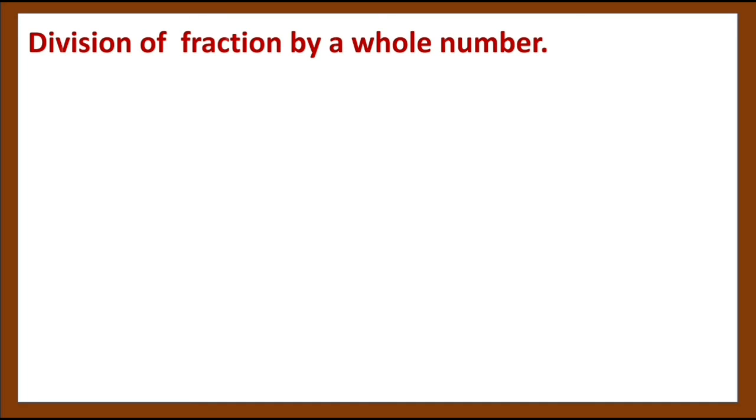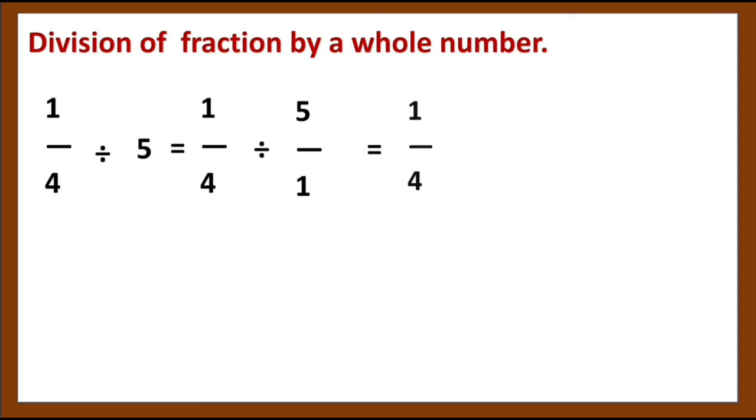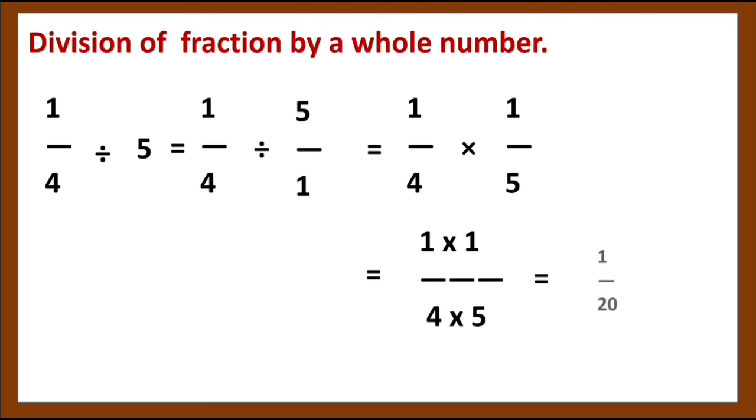Division of a fraction by a whole number. 1 by 4 divided by 5. See here, 1 by 4 divided by 5, first 5 can be written as 5 by 1. So this is equal to 1 by 4, division converted into multiplication, and the reciprocal of 5 by 1 we have to write, that is 1 by 5, which is equal to 1 into 1 by 4 into 5, that is equal to 1 by 20.